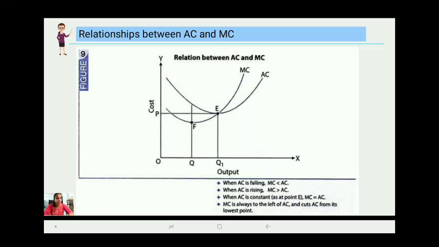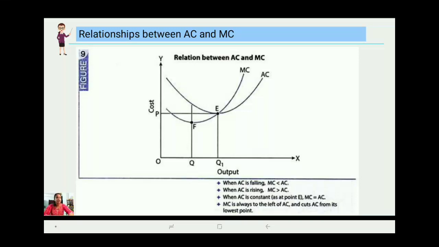So what is that? Number one, when average cost is falling, you can see in the diagram, it falls up to point E. When average cost is falling till point E, MC is less than AC. You see, the MC curve is below the AC curve. That is the first relation.